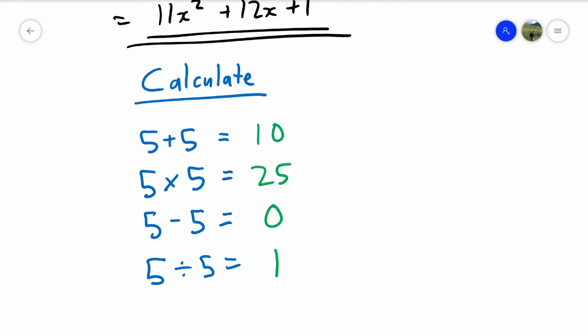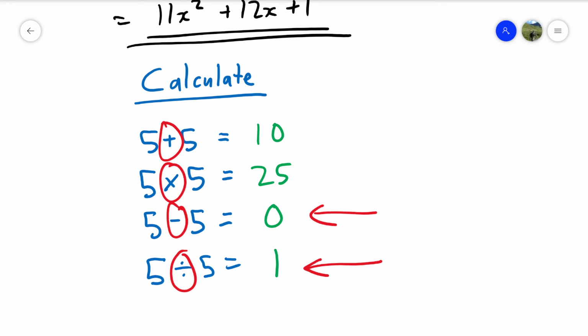I like to keep drilling my students on the meanings of plus, times, minus and divide. In particular, notice that when we minus something from itself, then there's nothing left over. And when you divide something by itself, you get 1.